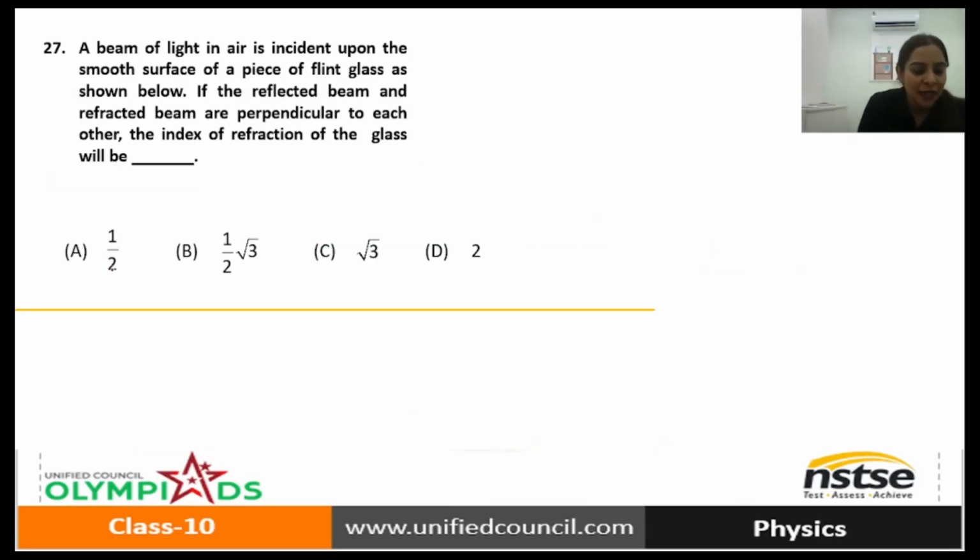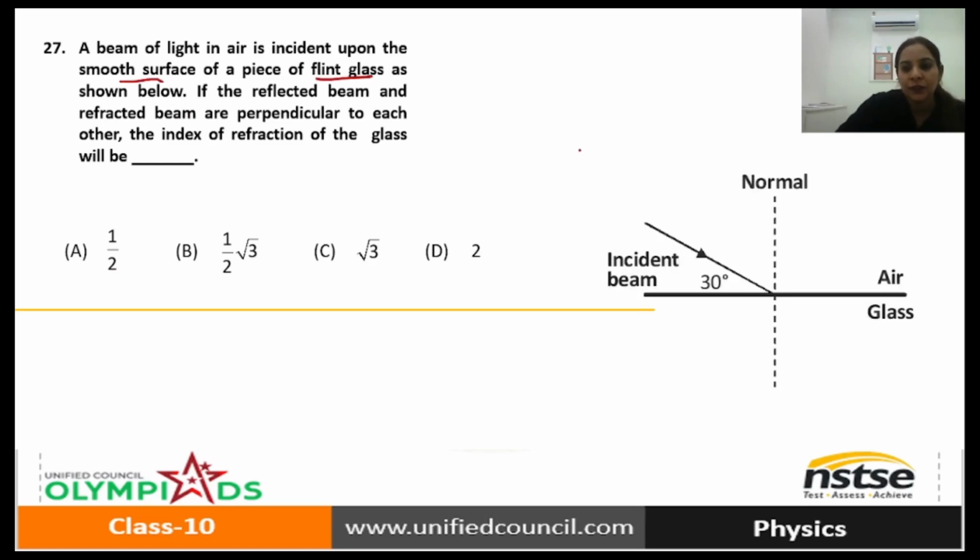Next question says, a beam of light in air is incident upon the smooth surface of a piece of flint glass as shown. So here we have two mediums, air and glass, and this is an incident beam making an angle of incidence of 30 degrees. If the reflected beam and the refracted beam are perpendicular to each other, let's say this one is the reflected beam, because reflection means the bouncing of light in the same medium. And let's say this is the refracted beam, because here it is mentioned that they are perpendicular.